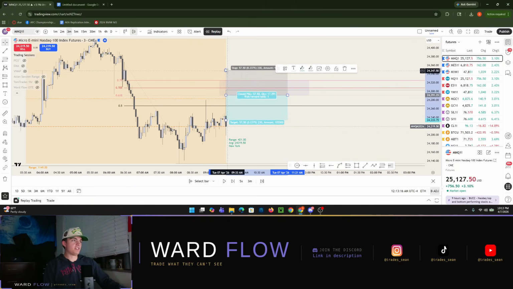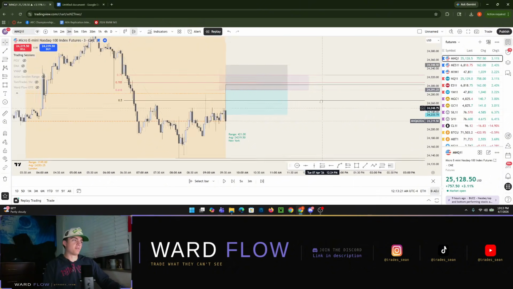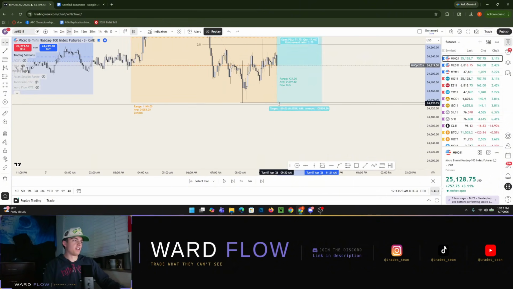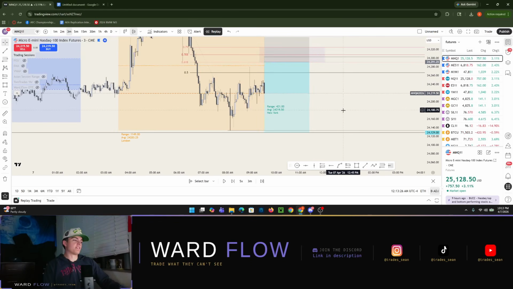Put your trade at the start of OTE, put your stop loss. You can put it at this wick or a little bit lower here. You'll be fine putting it lower. And then you can target liquidity below. This would have been the first trade of the day.